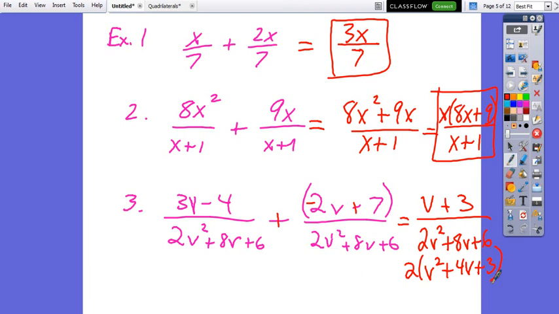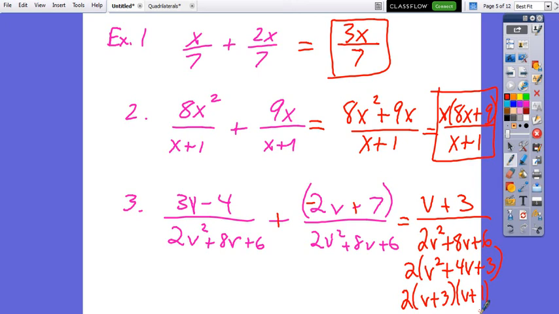Let's use our common mathematical sense for a second. If there's a v plus 3 in the numerator, there's a good chance there's going to be a v plus 3 in the denominator. Will it always happen? No. But that's what I need to be looking for. And guess what? There is. 2 times v plus 3 times v plus 1.